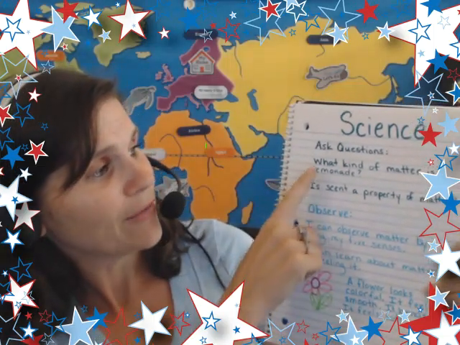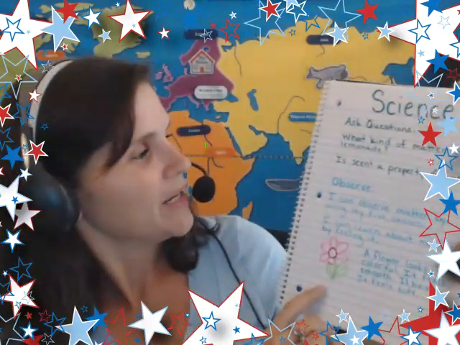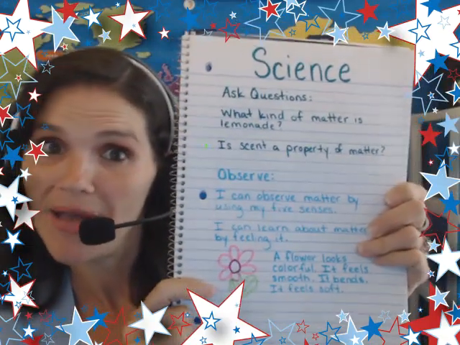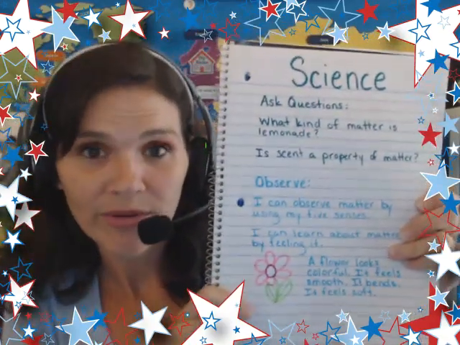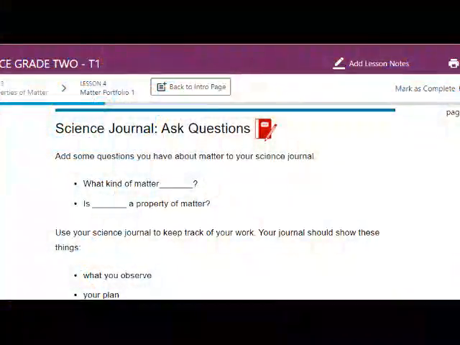So ask questions. I wrote, what kind of matter is lemonade? I was looking at those cups and observing them, and I started thinking, what is lemonade? Number 2, I wrote, is scent or smell a property of matter? So I started wondering what that lemonade smelled like, and I thought, is that something that I could sort or classify matter using scent or smell? I don't know. Let's find out.